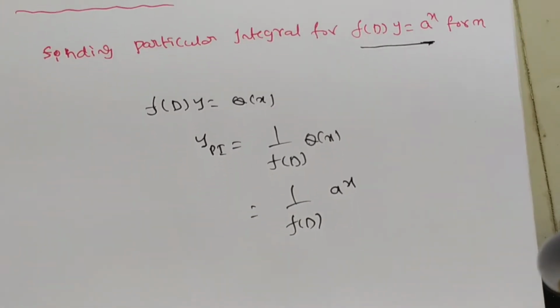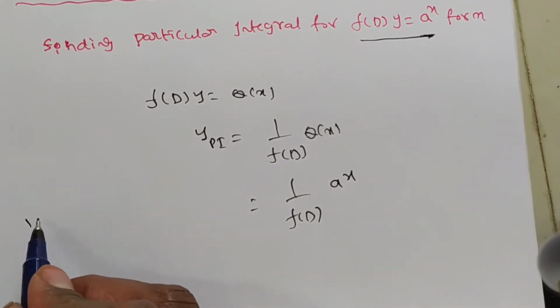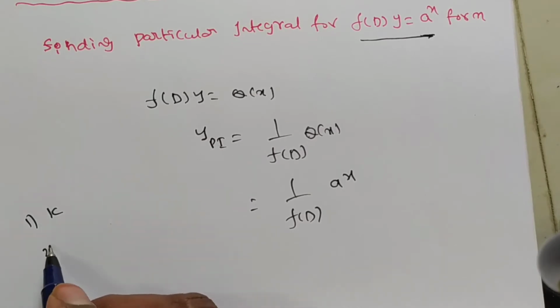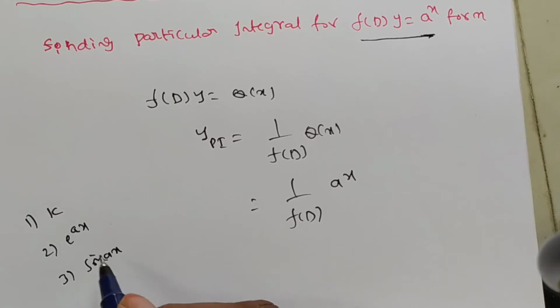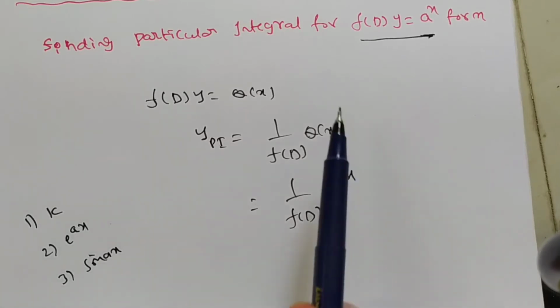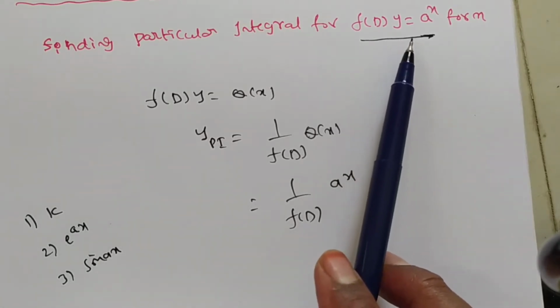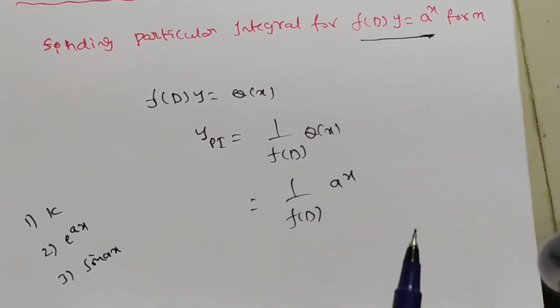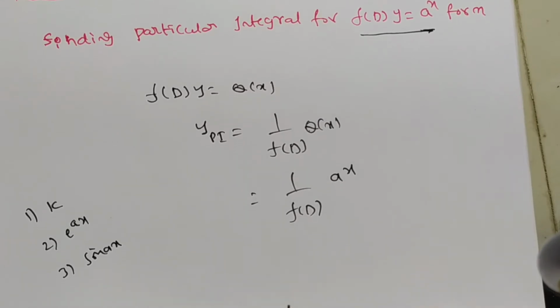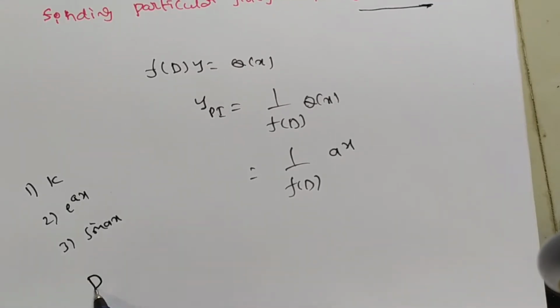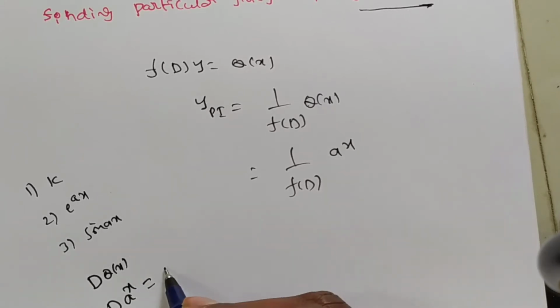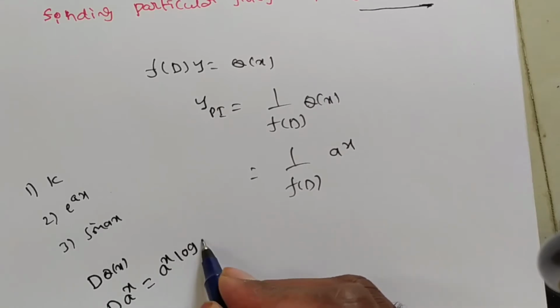Previously, we discussed the shortcut method for a constant function, for e to the power of ax form, and for sin ax or cos ax. Now we are discussing the shortcut method for Q(x) equal to a to the power of x. In place of D or D square, what do we have to replace? Find the derivative of Q(x). What is the derivative of a to the power of x? It is a to the power of x into log a.